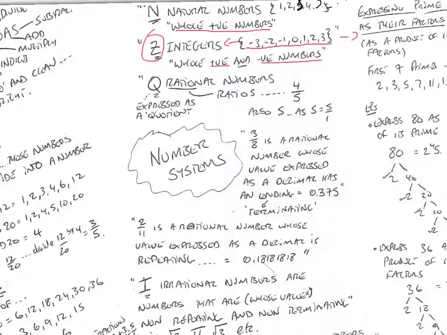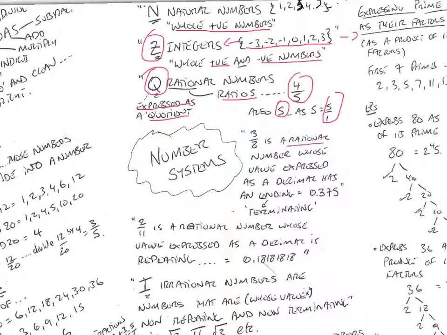Okay, and then we come across rational numbers. Rational numbers, indicative of ratios, or numbers expressed as a quotient, which is where we get the letter Q to represent the set of rational numbers. Rational numbers look like something like 4 over 5, okay? But 5 is also a rational number because 5 is the same as that quotient or that ratio of 5 over 1.